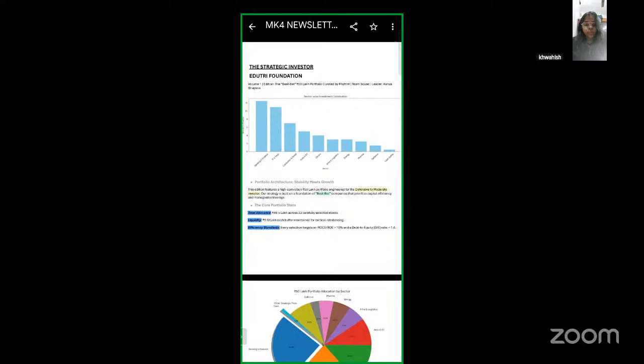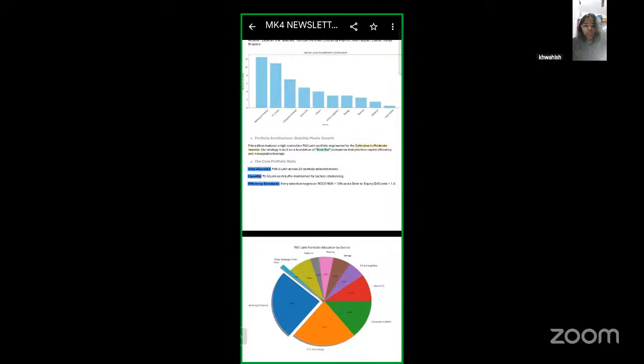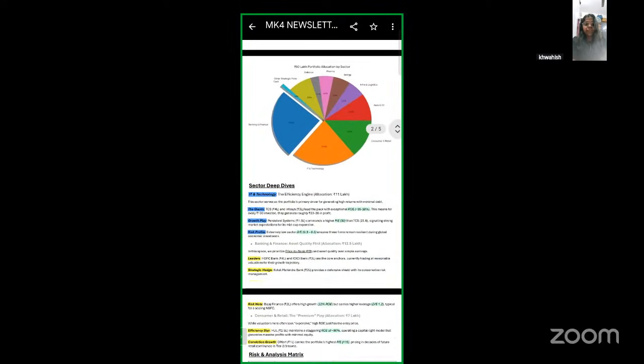The core portfolio stats: total allocated 49.5 lakhs across 22 carefully selected stocks. Liquidity: 0.5 lakh cash buffer maintained for tactical rebalancing. Efficiency standards: every selection targets ROCE and ROE greater than 15% and a debt to equity ratio smaller than 1. So, sector deep dives.